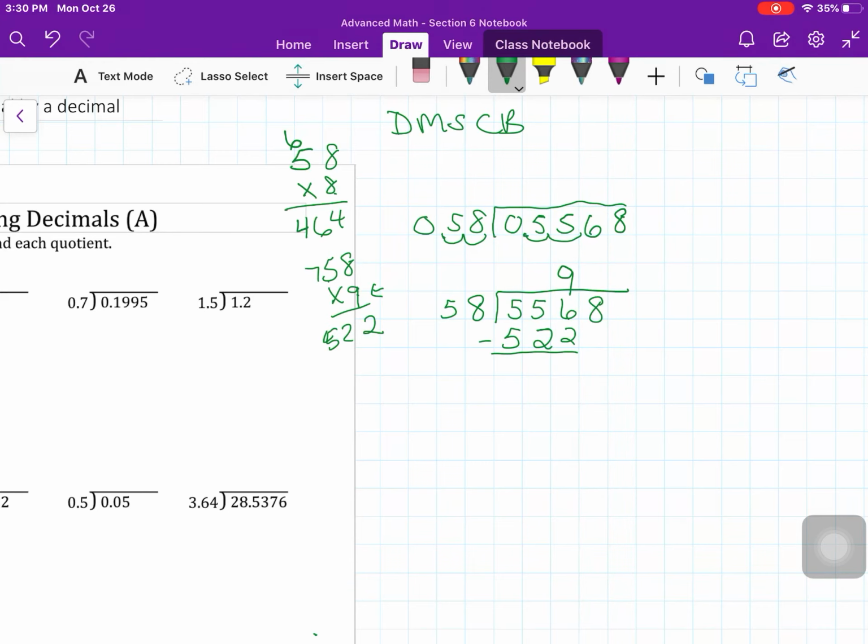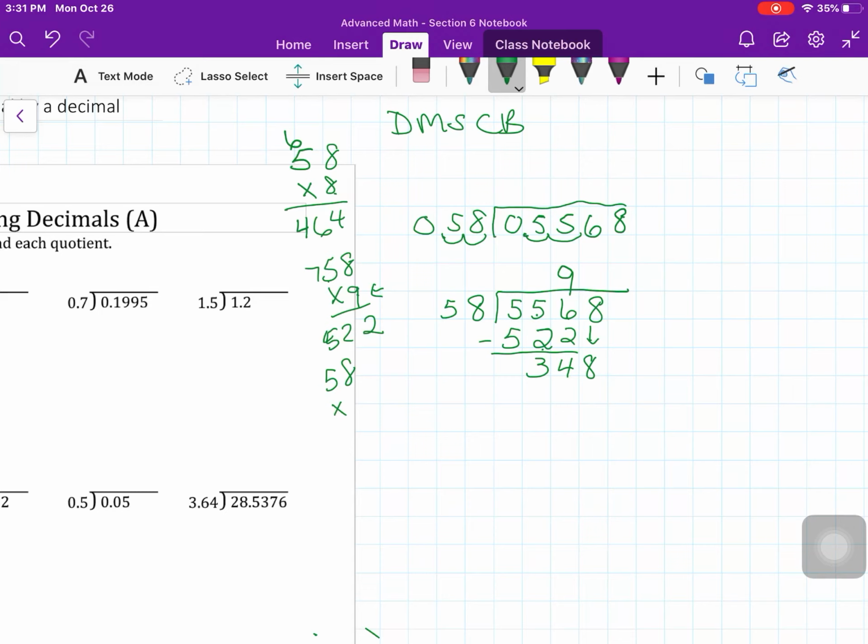We subtract, and 6 minus 2 is 4. 5 minus 2 is 3. 5 minus 5 is 0. We check to make sure 34 is smaller than 58. We bring down the 8. And now we have to decide how many times does 58 go into 348.